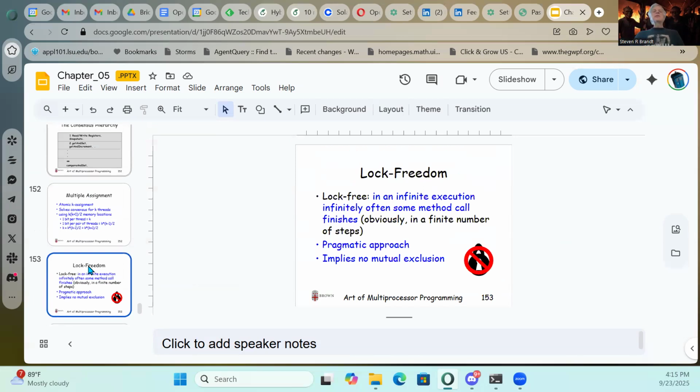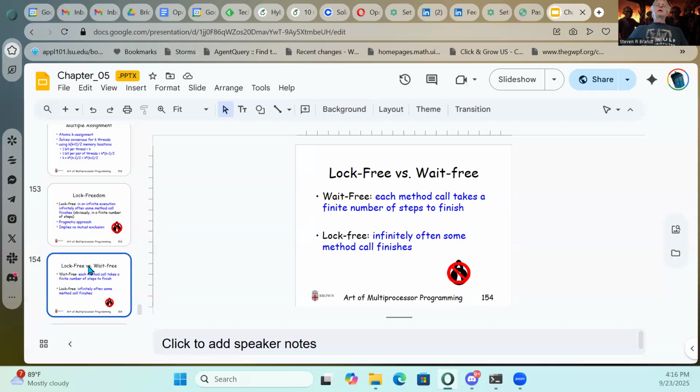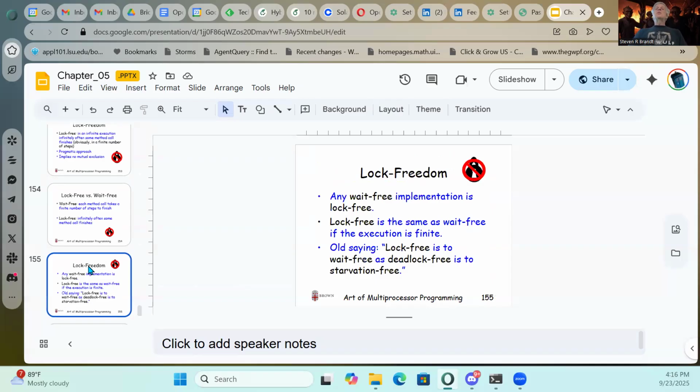All right. Lock freedom is an infinite execution. In an infinite execution, infinitely often, some method call finishes. And this is like one step above wait free, right? And so this is the pair of them. And any wait free implementation is lock free. Lock free is the same as wait free if the execution is finite.